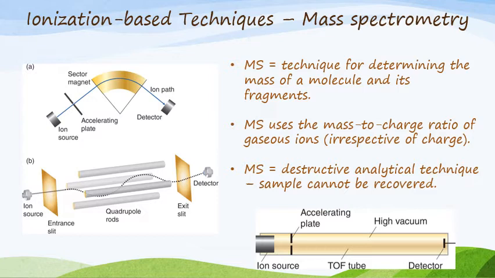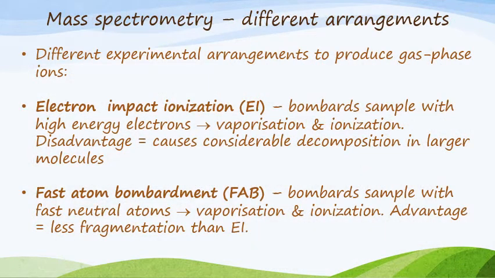It's a very destructive analytical technique. The sample cannot be recovered, but it gives us very, very valuable information. There are different experimental arrangements that will produce these gas phase ions for us to analyze a sample by mass spectrometry. The first one is called electron impact ionization, where the sample is bombarded or irradiated with high energy electrons that cause vaporization and ionization.